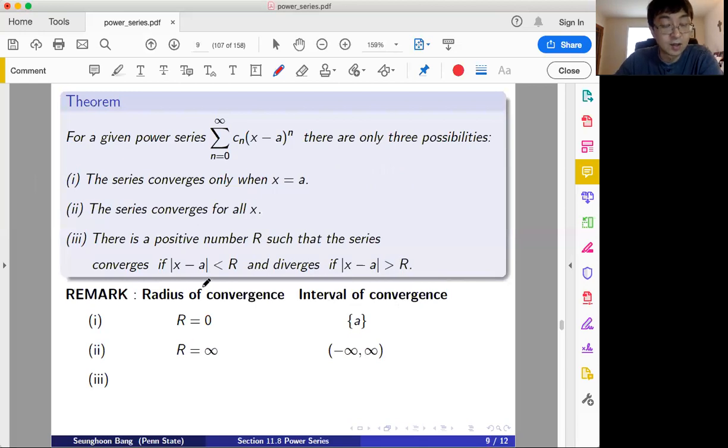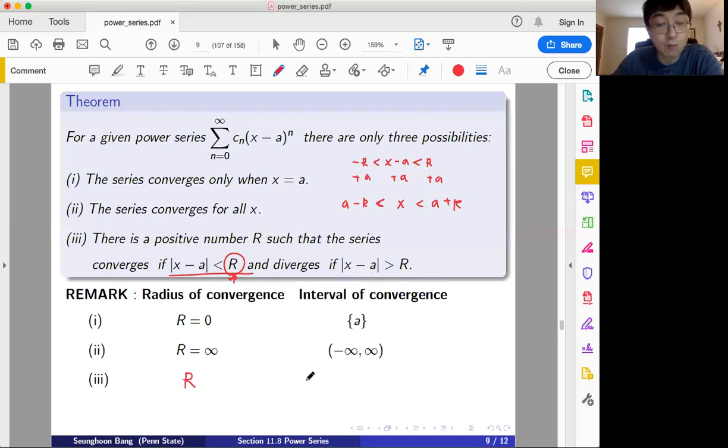Third one, what's the radius of convergence? Here, this is the radius of convergence, R. Because the absolute value of x minus a is less than R, this number is exactly the radius of convergence. What's the interval of convergence? You can solve this inequality. x minus a is between negative R and positive R. You add a to each side. So x is between a minus R and a plus R.